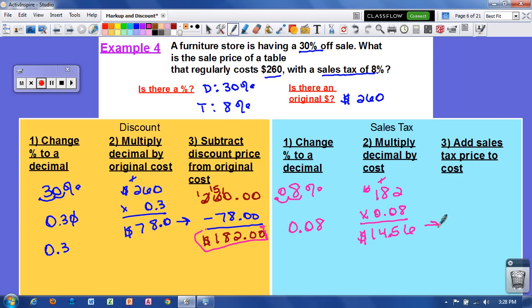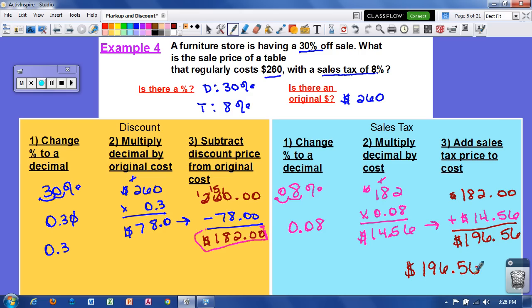$14.56. So now I want to take that sales tax and add it to the selling price, which was $182. So I'm going to have $182 plus the sales tax. And whenever I add all of that up, I get a grand total of $196.56.